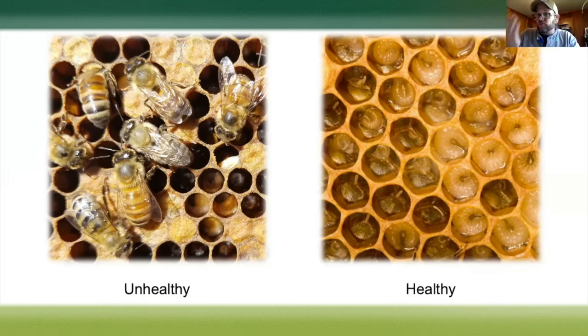If your larvae are not in a C shape seated at the bottom of the cell, you can see that they are not tilted. They're not laying on one of the sides of the cell. They're laying smack in the bottom of the cell. Any deviation from that, something is wrong. Okay, let's go to our unhealthy frame right here.